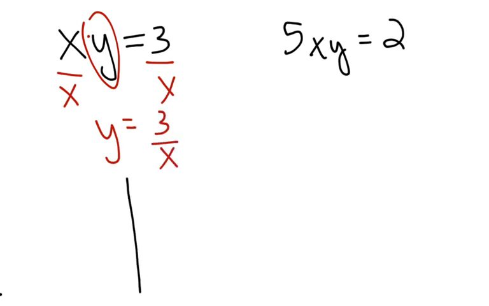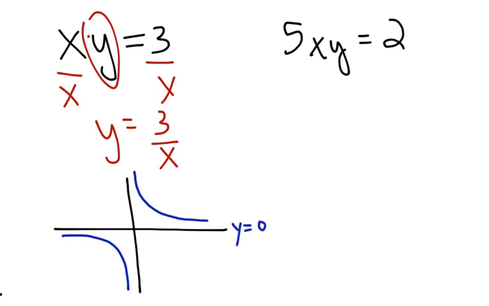When I graph that in the calculator, it's going to be two branches. The branches are going to be in quadrants 1 and 3. Remember, they're in 2 and 4 if it said negative 3 over x. Remember, the bigger we make the numerator of that equation, the further away from the origin the branches get. The asymptotes, the lines that the graph gets closer and closer to but never touches, are y equals 0, otherwise known as the x-axis, and x equals 0, which is the y-axis.